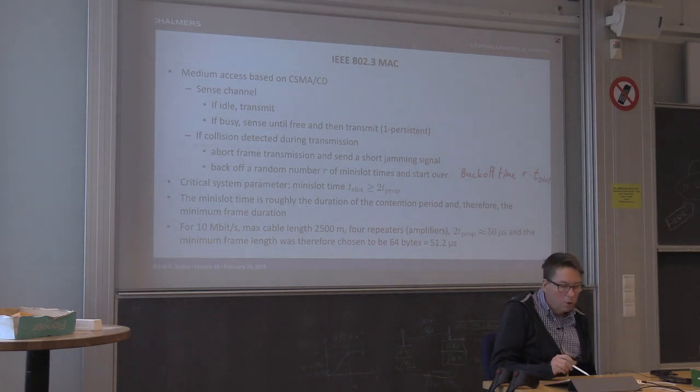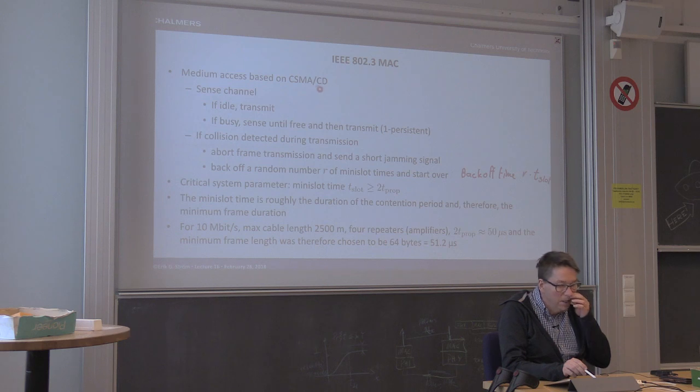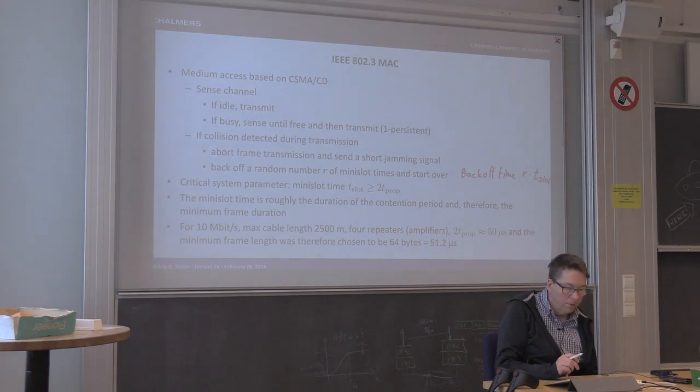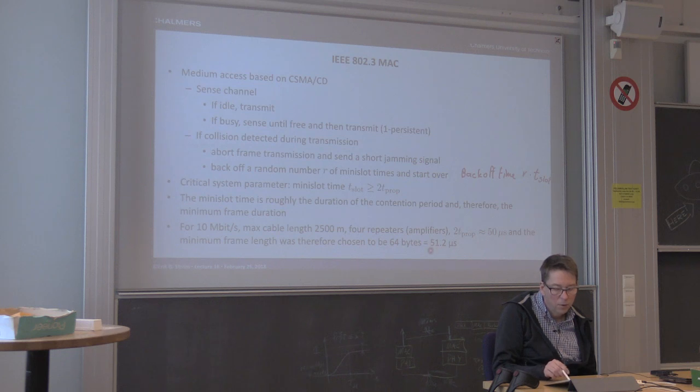Okay, so we were talking about 802.3 medium access control, so CSMA/CD, CD for collision detection. For collision detection, it's important that the frames have a minimum size, minimum duration. With a little bit of back-of-the-envelope calculation, for 10 megabit Ethernet, it was concluded that we need a frame which is at least 50 microseconds. So if we want to transmit an even number of bytes, 64 is a good number. So 64 bytes is 51.2 microseconds, and then we should be okay.